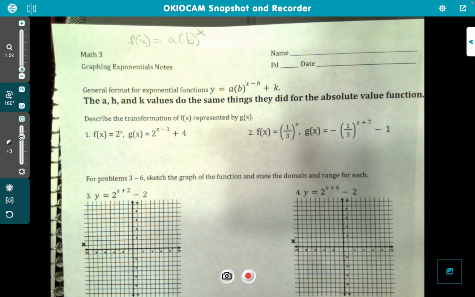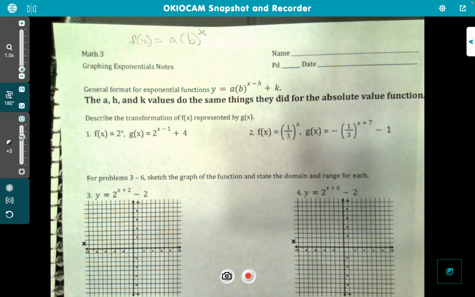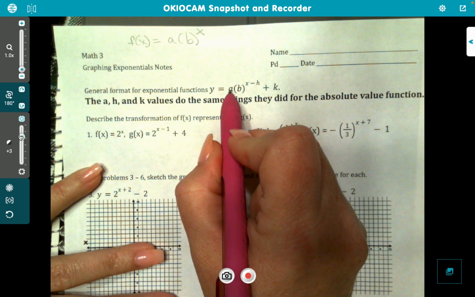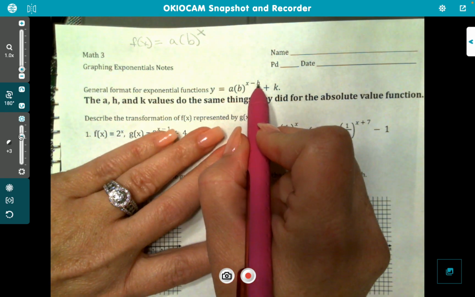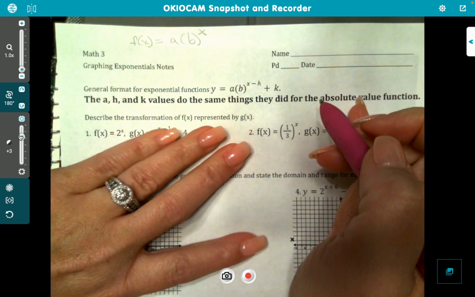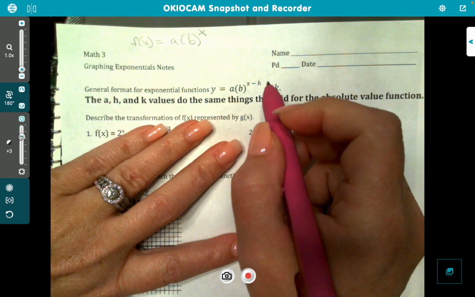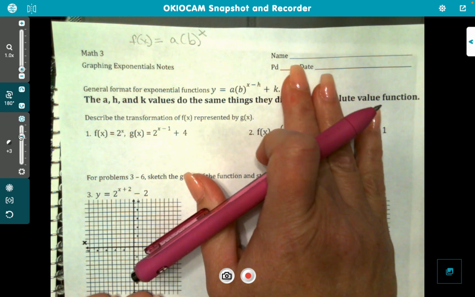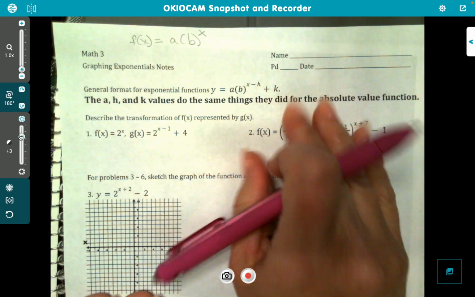All right. So the first thing I want you to do is look up here and recognize that we've got y equals a times b to the x minus h plus k. And you might go, well, what in the world is that? Well, notice it's really just the exponential function where we have this h and k going on.